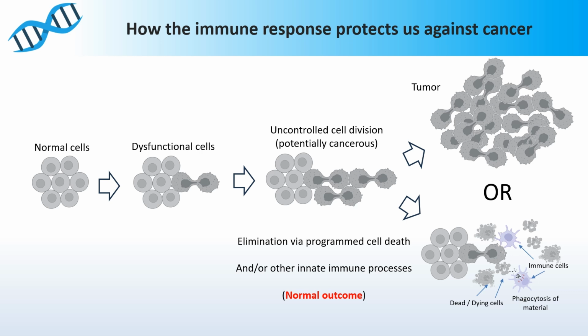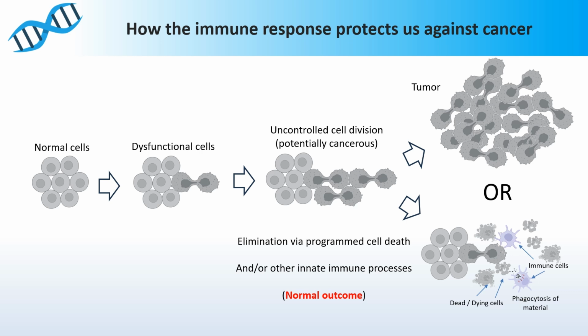But some cells that do lose the ability to control cell division any longer just keep dividing and dividing in a completely unregulated way. And these cells are basically cancer cells. And as this division continues, you get a large aggregation of cells, which we refer to as a tumor.